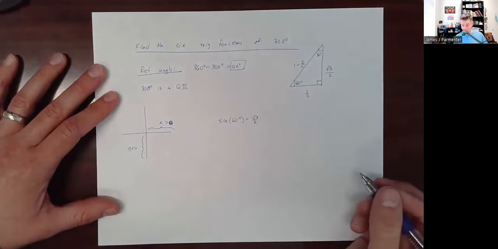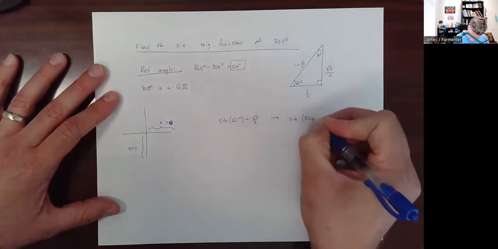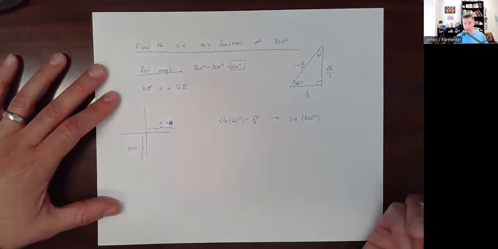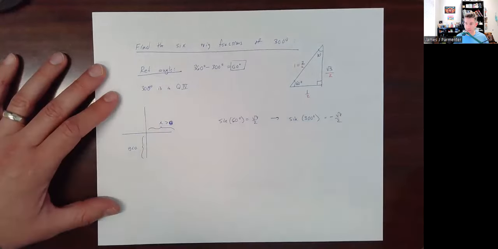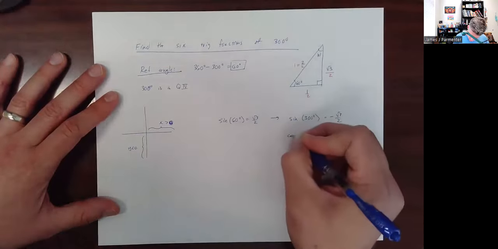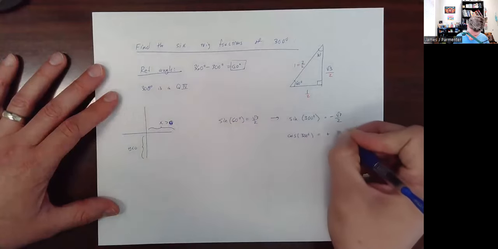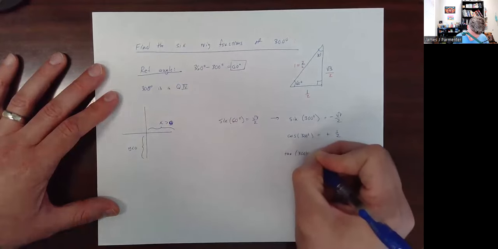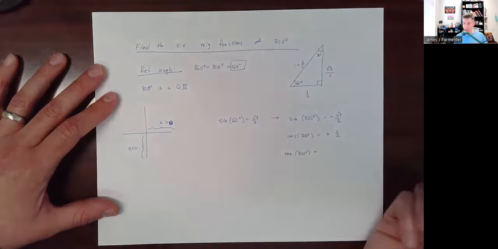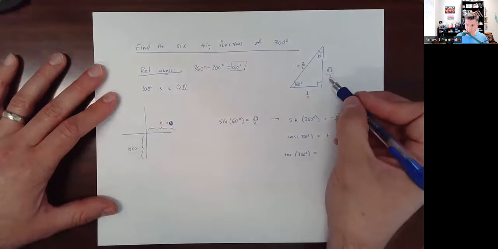But that's not what I really wanted. I really wanted sine of 300 degrees. Since I'm in quadrant 4, where sine is negative, it's going to be negative root 3 over 2. Cosine of 300 degrees is going to be positive 1/2. Tangent of 300 degrees is going to be opposite over adjacent. So you can either do it as root 3 over 1 or root 3 over 2 over 1/2.